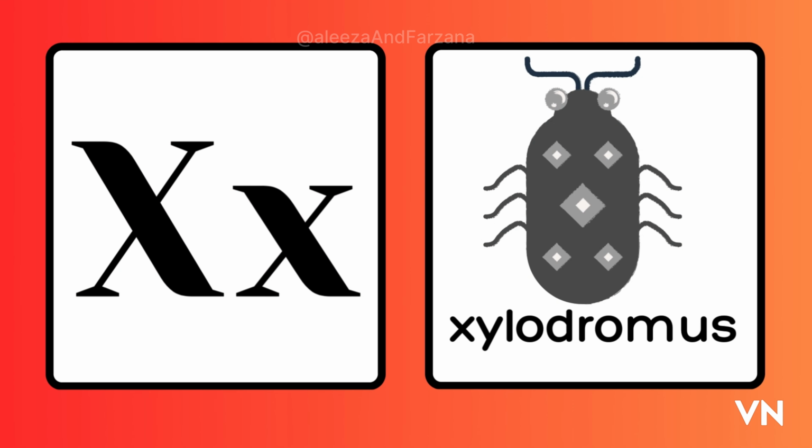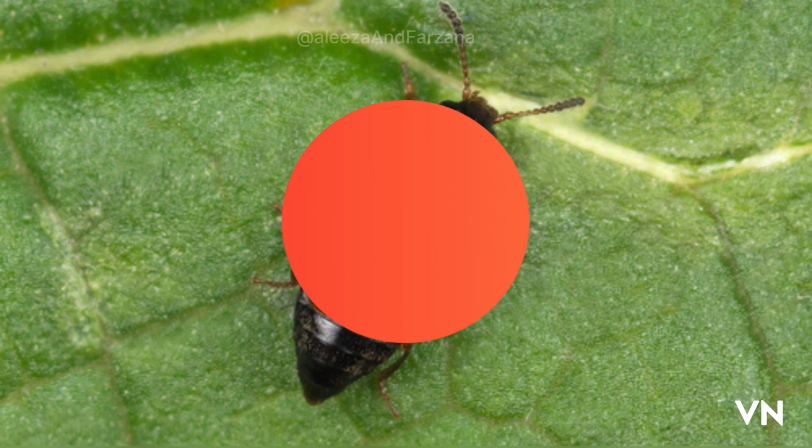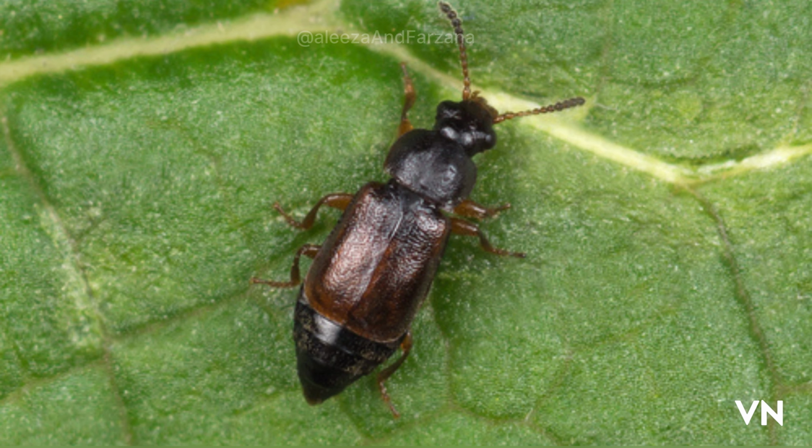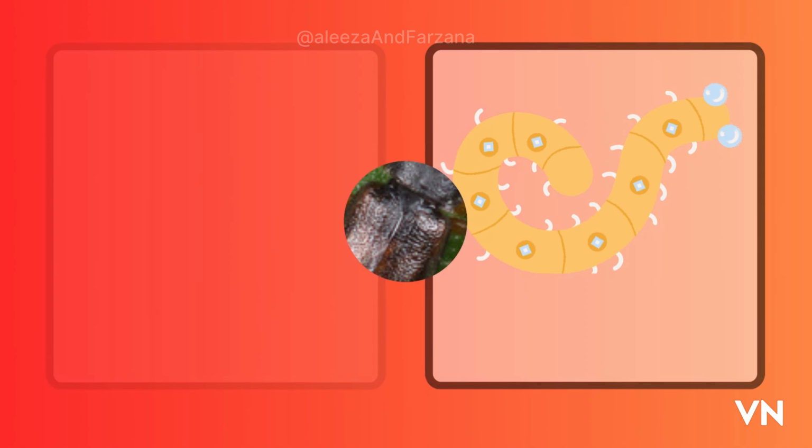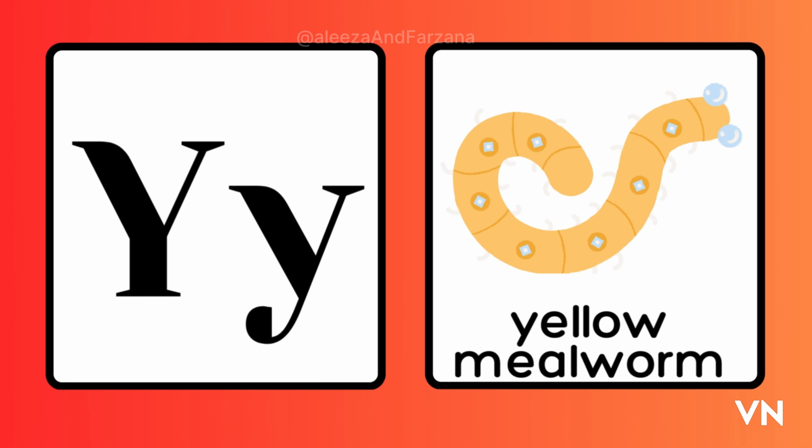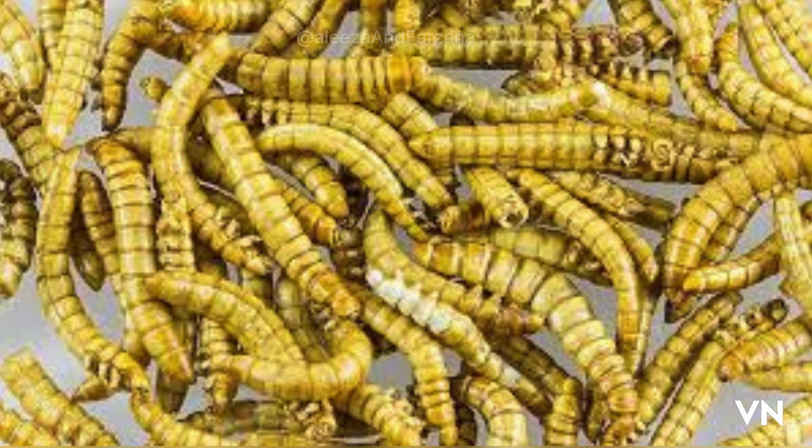X. X is for xylodromus. Xylodromus. Say with me. X is for xylodromus. Y. Y is for yellow mealworm. Yellow mealworm. Say with me. Y is for yellow mealworm.